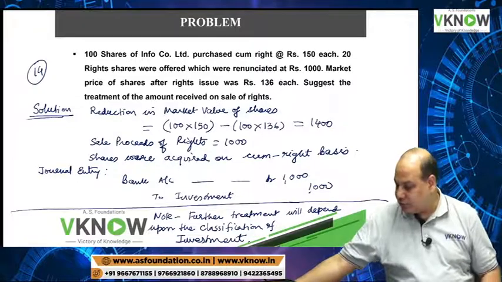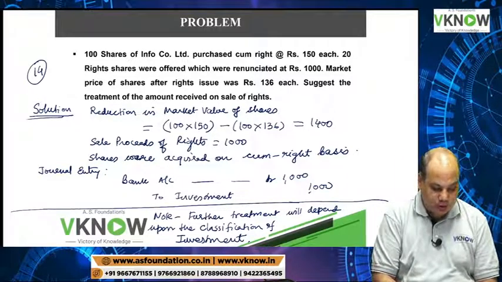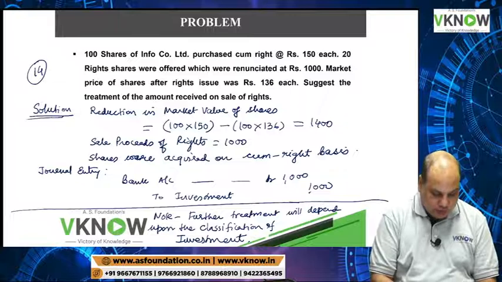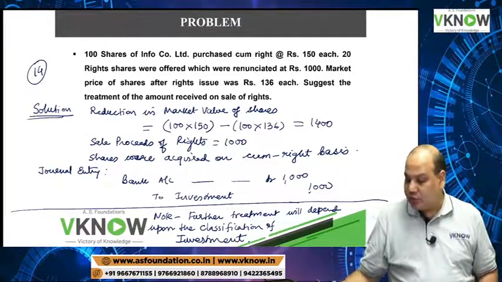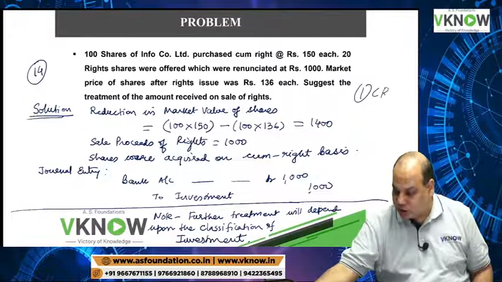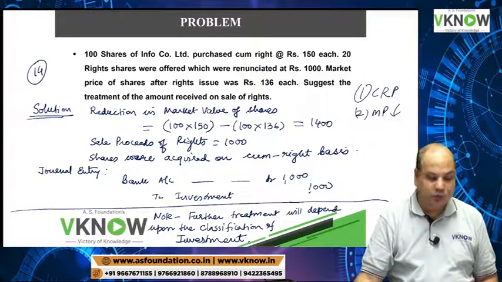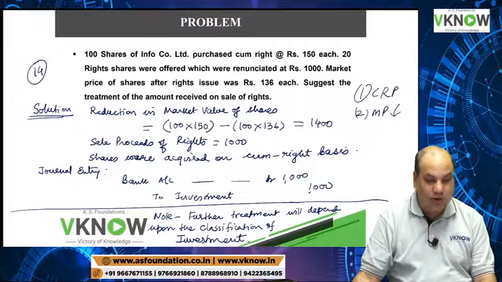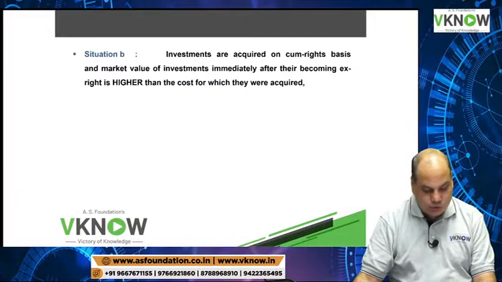So this is an example on situation A. What is situation A? Situation A is where shares are purchased on cum-right basis and the market price becomes lower. Now you will find in your book it is written situation B, below example 14.